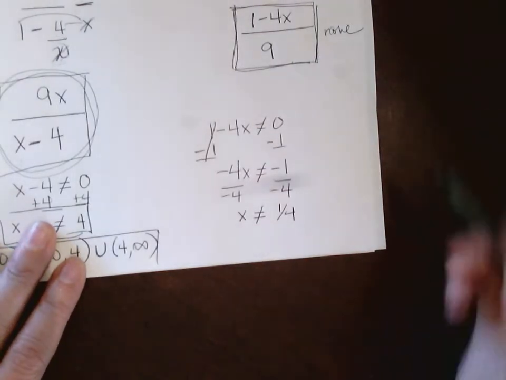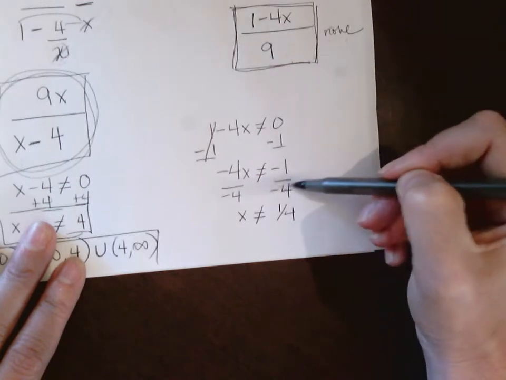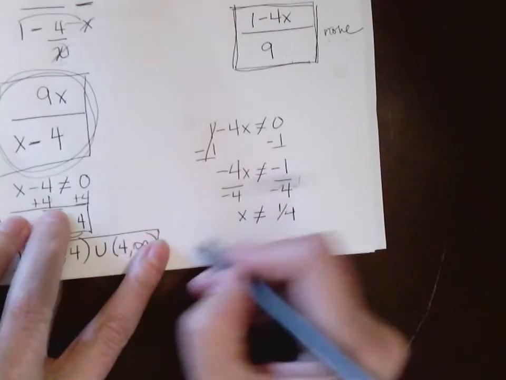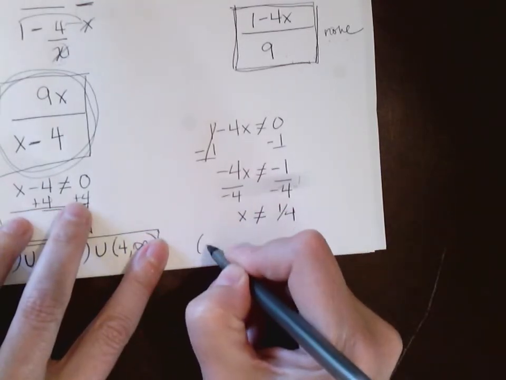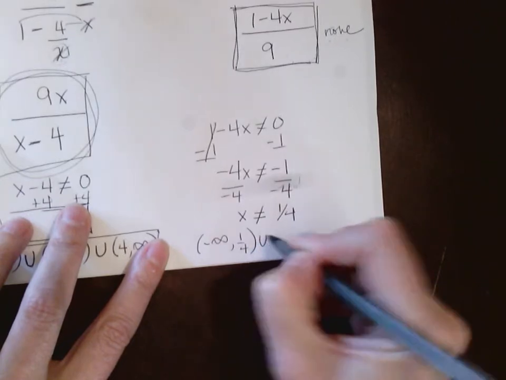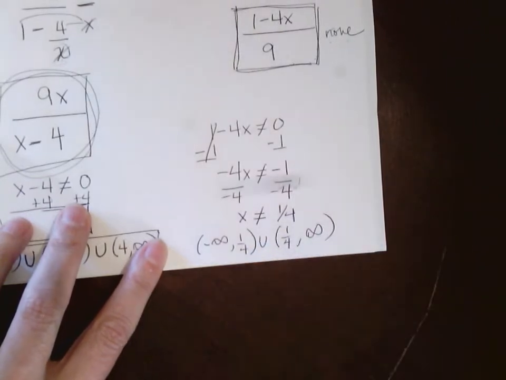So that's the only restriction, because remember, this part had no restrictions. So the only restriction is this 1/4. So x can be anything except 1/4. So from negative infinity to 1/4 in union with 1/4 to infinity.